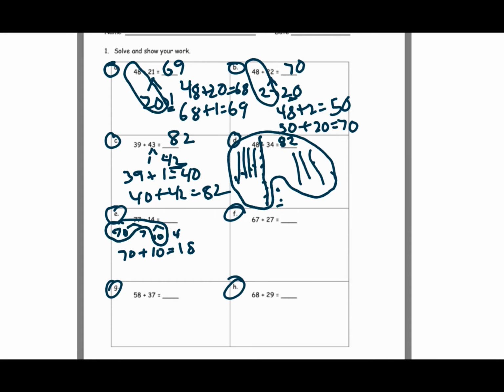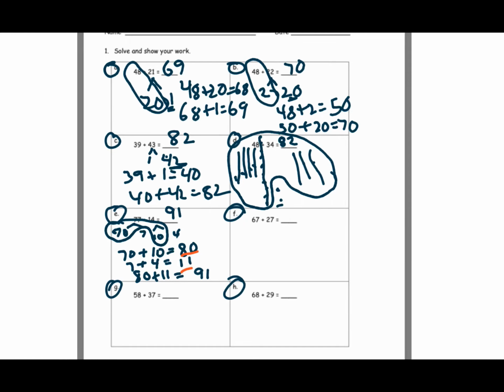Whoops, I'm sorry, boys and girls, I didn't write 80, I was writing 18. 70 plus 10 equals 80. And I have 7 plus 4. That equals 11. Now I have 80 and 11. So I'm going to write down 80 plus 11 equals 91. So boys and girls, 77 plus 14 is equal to 91. Check your work, boys and girls.